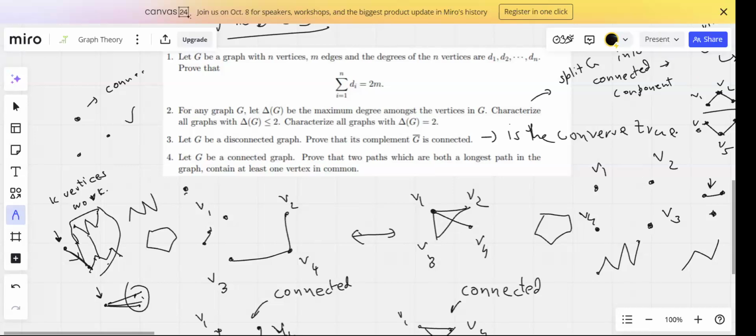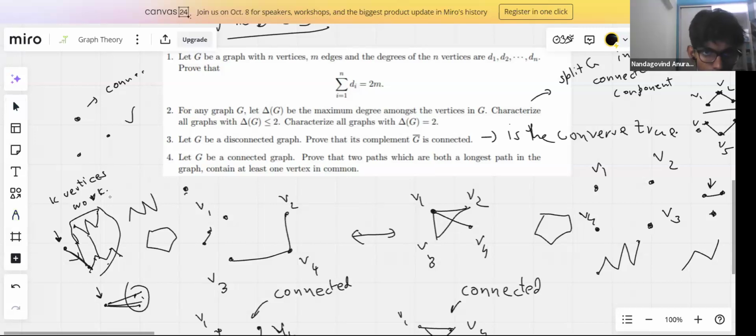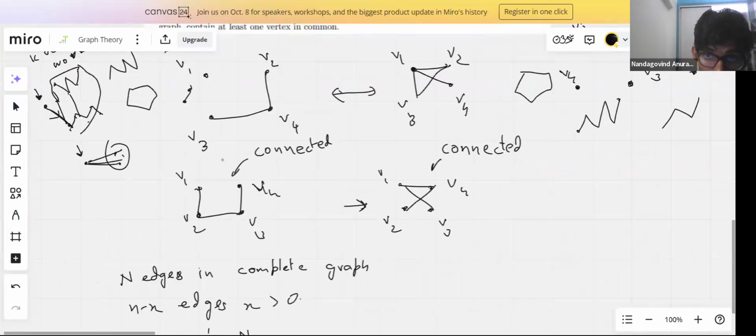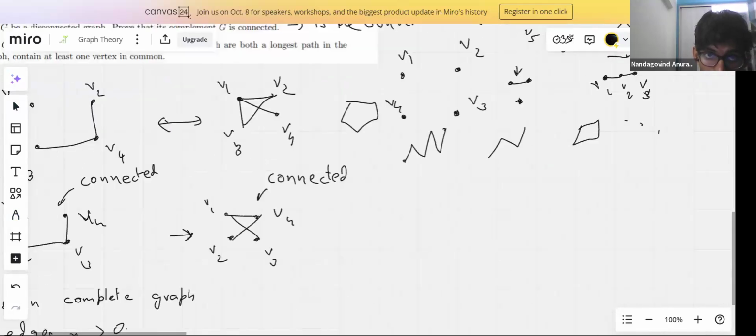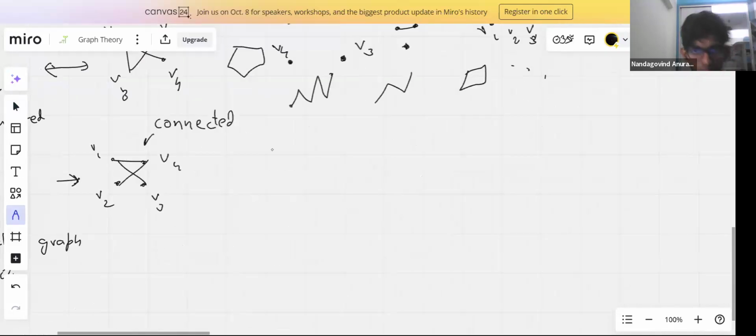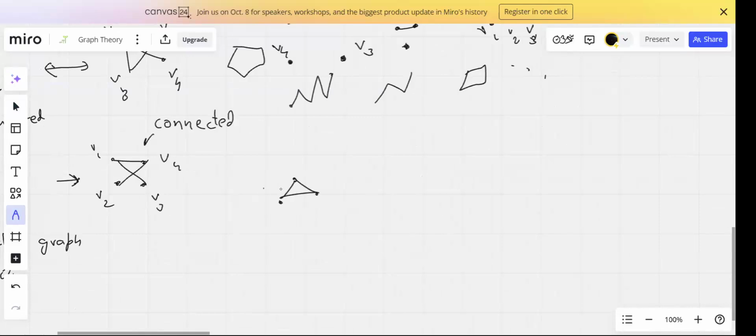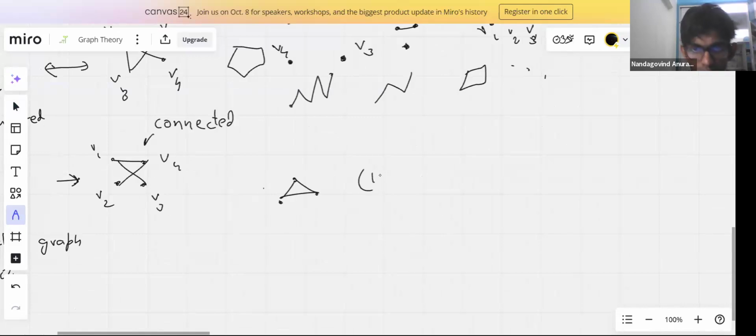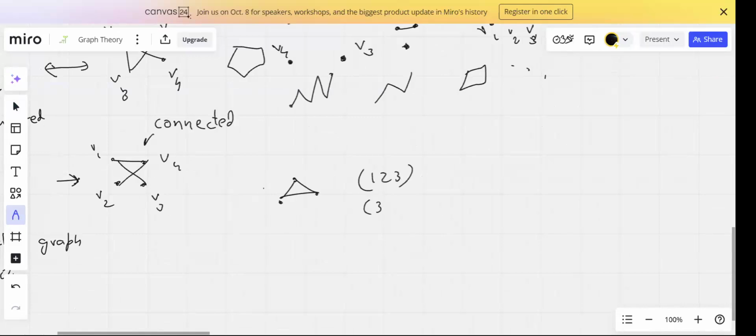Can you give an example for number 4 when the number of vertices is 3? Number of vertices is three, and you'll have a case like this. For example, one, three. But you don't need the last two to be connected, right? It's just a connected graph.